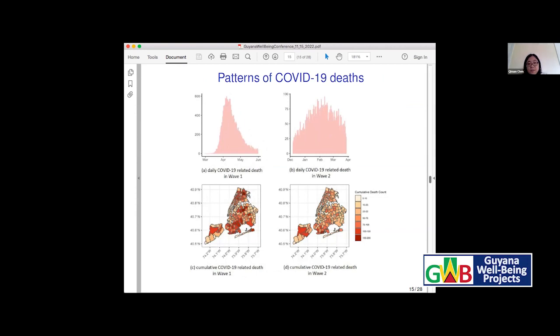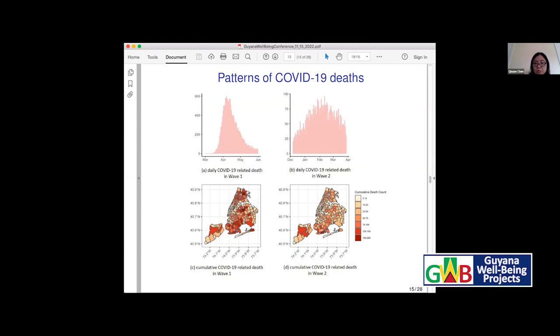Similar plot, but it's for deaths as the count. And we know deaths have some delay compared to cases. So the peak for the deaths is mid April for wave 1, and then mid February for wave 2. And then also for the spatial distribution, you can see for wave 1, a lot of disparity, with some much darker than the others.